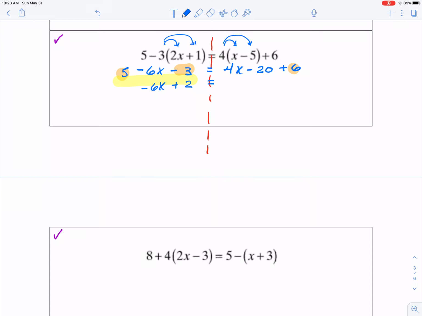All right, so the same thing over here. I notice -20 and +6 can be combined, and you definitely want to do that. You see how that compresses and shortens the equation. It doesn't have 6 terms anymore, it only has 4 terms. So now you can start moving things around. I'm going to subtract the 4x from both sides. It gives me -10x. Keep everything in line. Subtract the 2 from both sides.